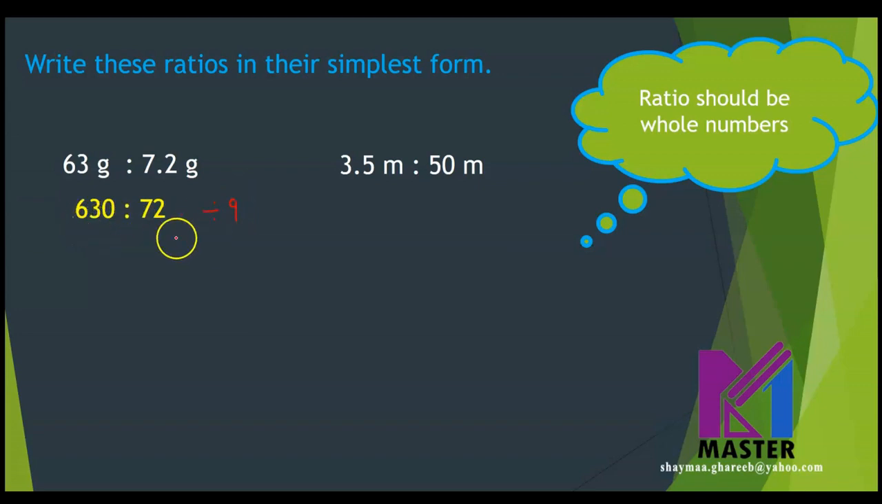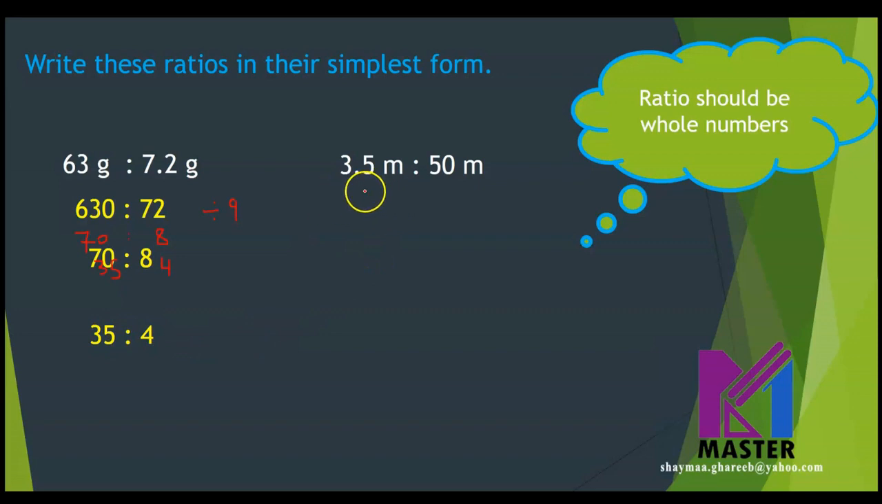630 divided by 9 same as 63 divided by 9, which is 70. And 72 divided by 9 equals 8. Now, can I do more divisions? Yes, I can divide both by 2. 70 divided by 2 equals 35. 8 divided by 2 equals 4. Can I do any more division? No. Then the simplest form is 35 to 4.